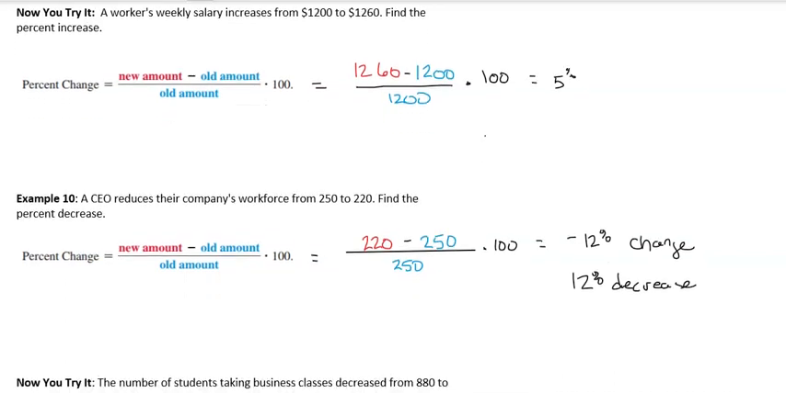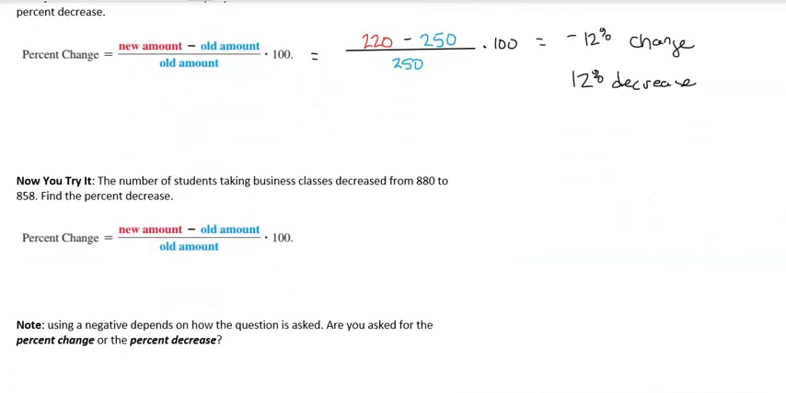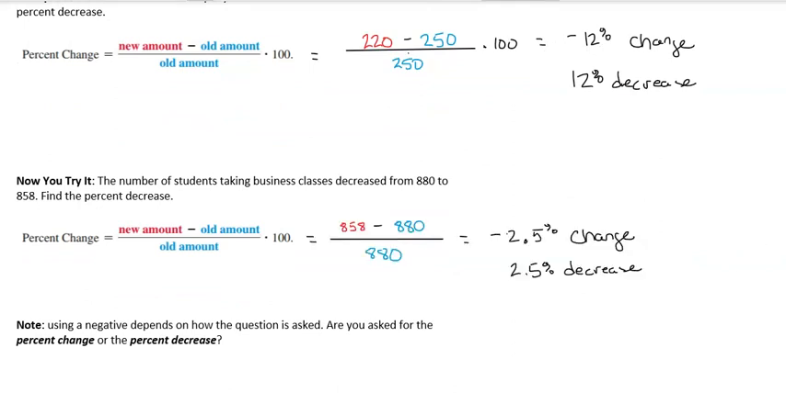All right, the next one is for you to try. Give this one a shot and see how you do, and come back and check your answer. Okay, so the new amount is $858. Because it's decreased, it's going to be lower than the old amount, which is $880. Make sure $880 is the one that goes on the bottom. If you put the wrong thing on the bottom, the answer will be wrong. So you get a negative 2.5% change. Another way to say this is a 2.5% decrease.